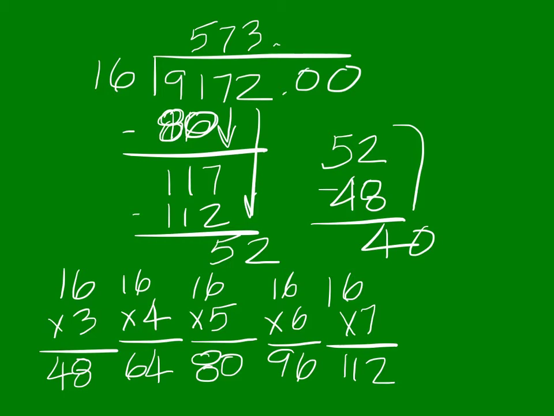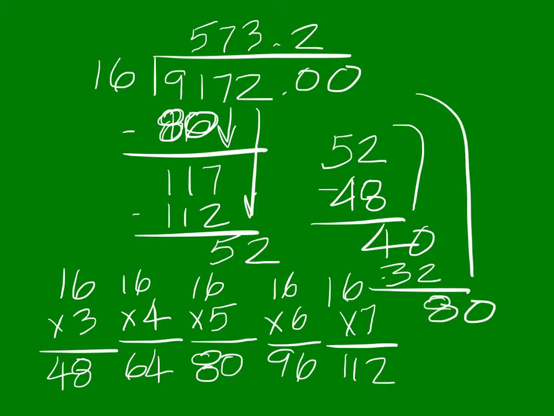It'll go in twice. For how much? What's 16 times 2? 32. So when I do that, I have an 8 left over and drop a 0. How many times will 16 go into 80? 5 times. So we're rounding to this place, 573.3.